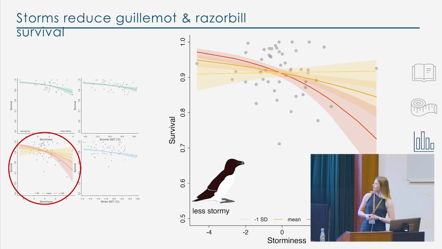We see a similar pattern in razorbills. Again, razorbill survival is negatively correlated with storminess. There's also a significant interaction with population size. So in stormy winters, where the population size is larger than average, the impact of storminess is higher, and that's shown in this graph in the dark red line. So in stormy winters, survival is even lower than normal.